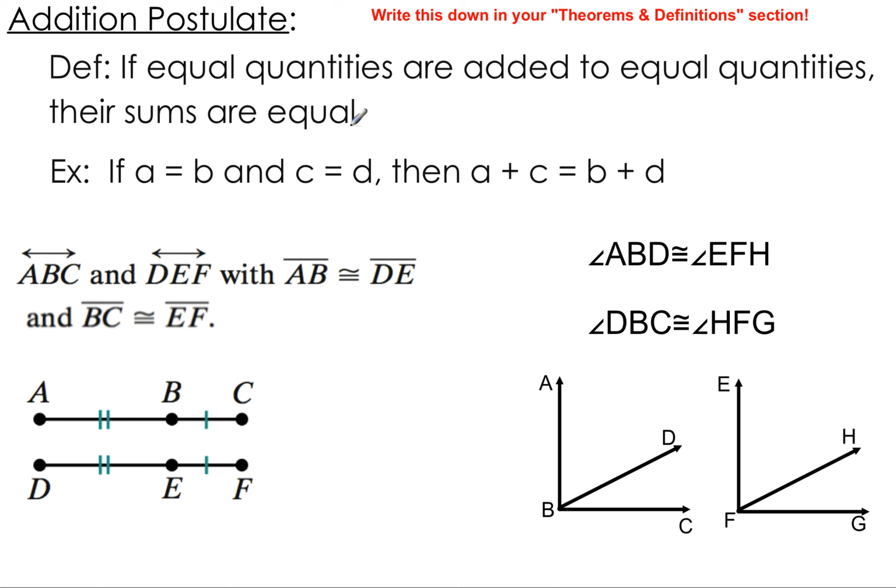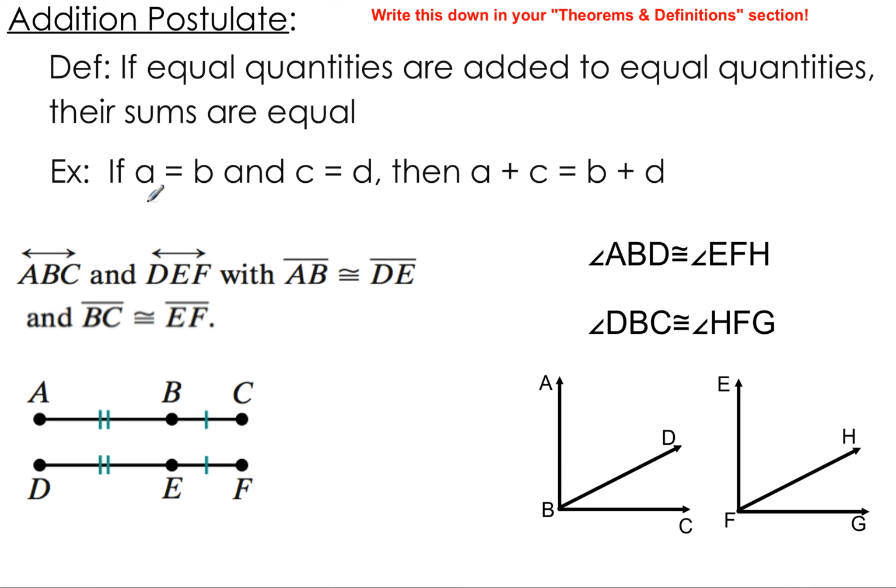Now this may seem really confusing because the word equal is used twice, and we have added, we have sum, we have quantities that's used twice. So what are we trying to say? It's very simple. If A is equal to B and C is equal to D, then A plus C is equal to B plus D.